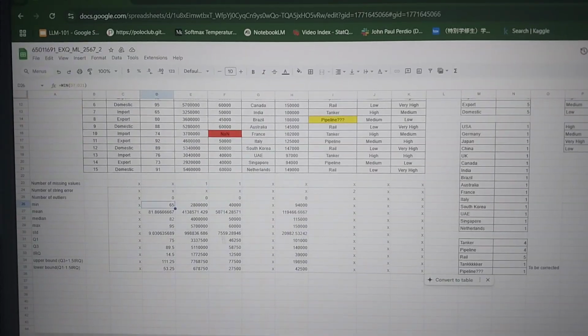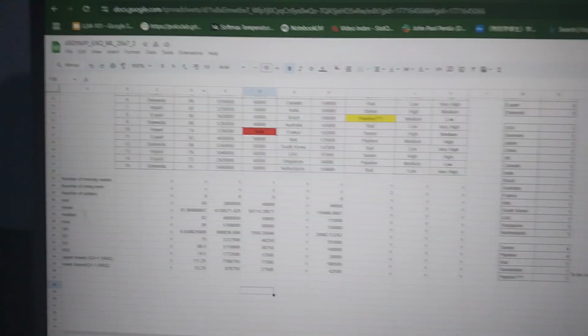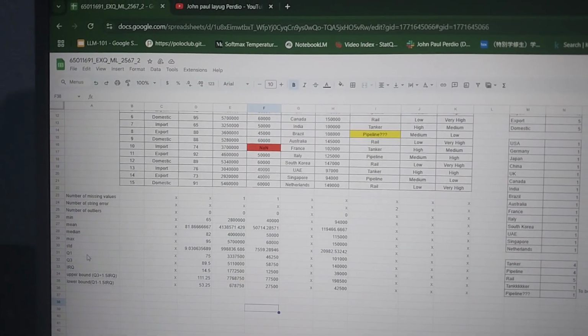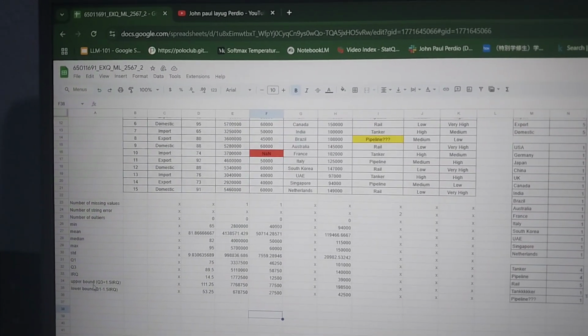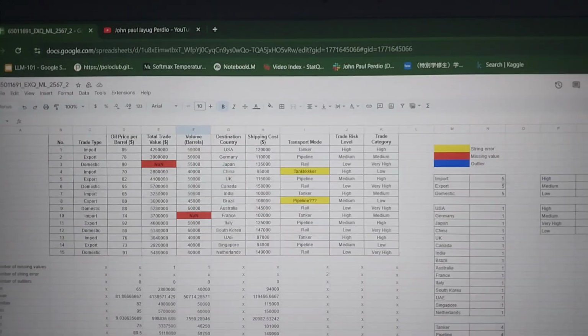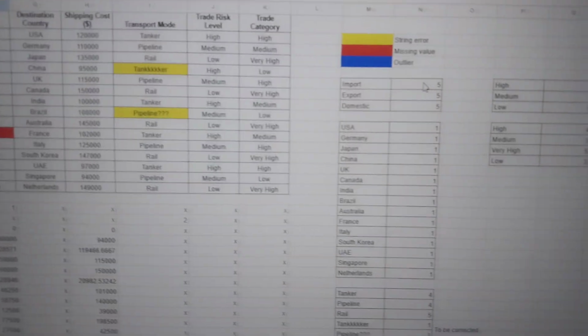Over here, we just use formulas in Sheets to get the min-max values, the mean, the median, standard deviation, quartile 1 and 3, IQR, upper bound, and lower bound. And then after that, we count the amount of strings in these columns here into here.